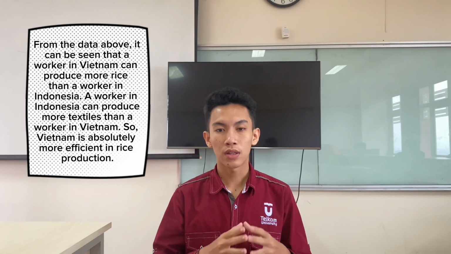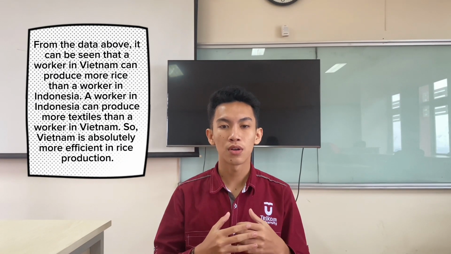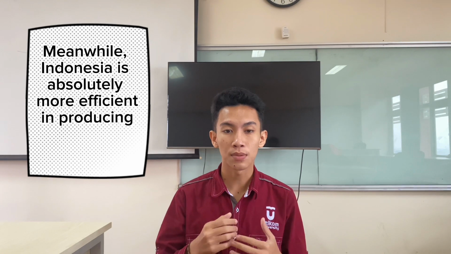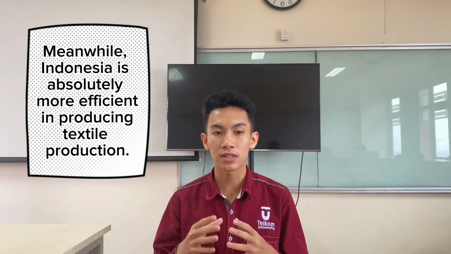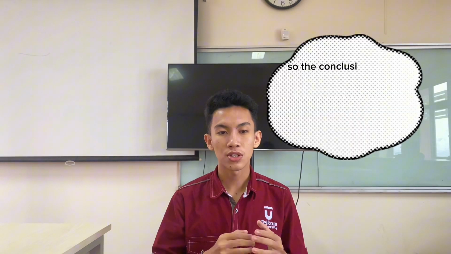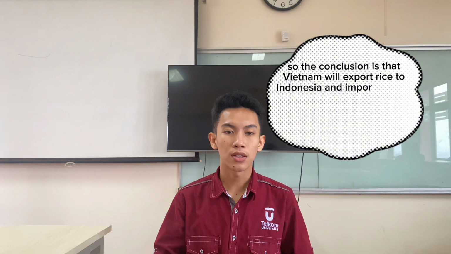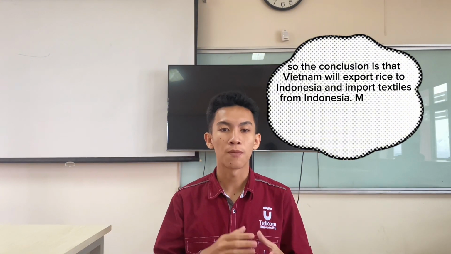So, Vietnam is absolutely more efficient in rice production. Meanwhile, Indonesia is absolutely more efficient in textile production. So, the conclusion is that Vietnam will export rice to Indonesia and import textile from Indonesia. Meanwhile, Indonesia will export textile to Vietnam and import rice from Vietnam.